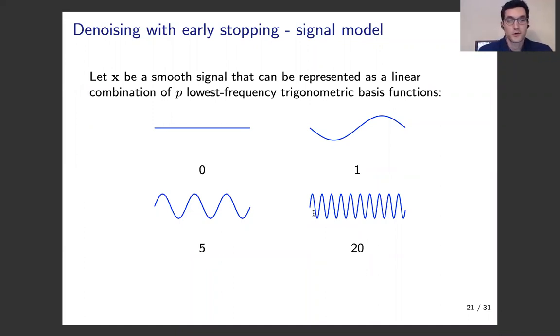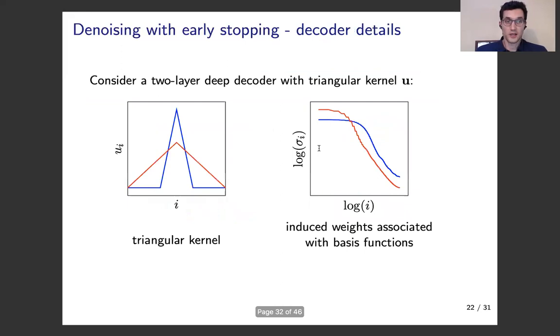We say that X is a smooth signal, and the way we formalize this is we say that it can be represented as a linear combination of the p lowest frequency trigonometric basis functions. Those basis functions are plotted here. That's the lowest frequency one, and so on. All right, so that's our signal model.